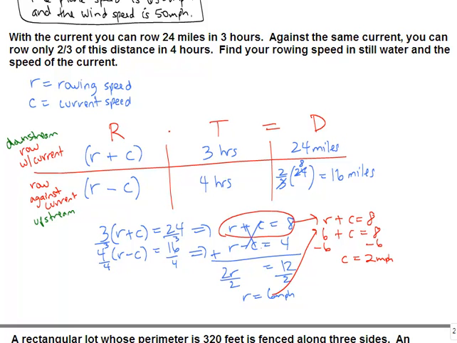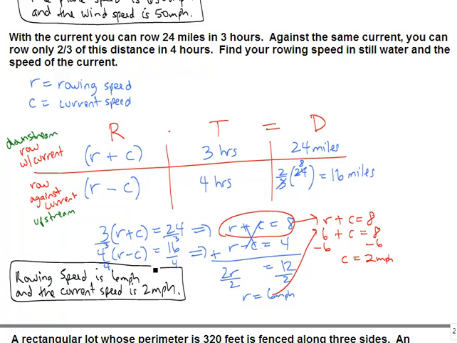And if I write out my final answer, it looks like we have a rowing speed is 6 miles per hour, and the current speed was 2 miles per hour. And there's my final solution. Okay?